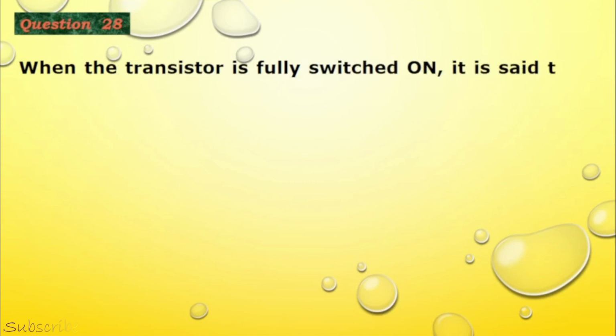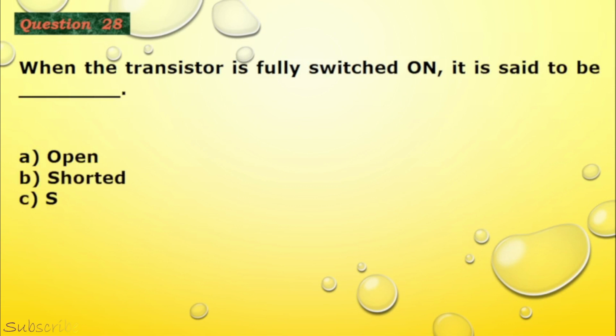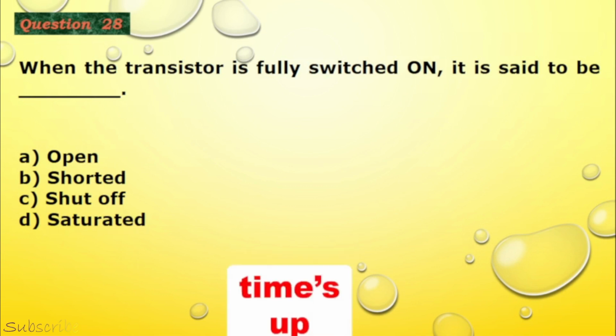Question number 28. When the transistor is fully switched on, it is said to be blank. A. Open. B. Shorted. C. Shut off. D. Saturated. The correct answer is letter D, saturated.